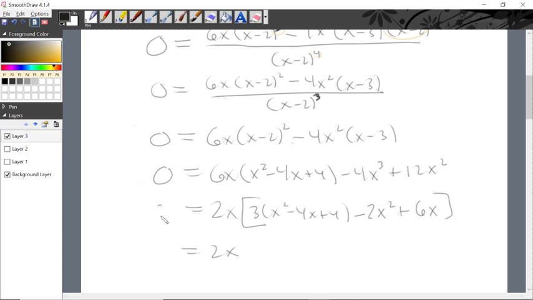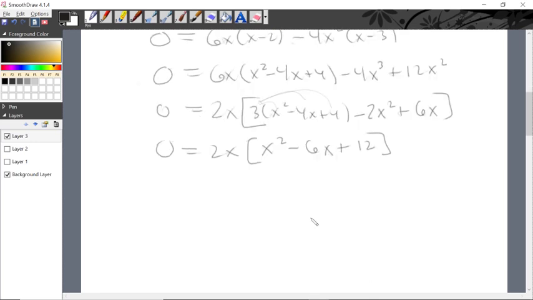So 2x times, let's see, we got 3x squared minus 2x squared leaves us with x squared. Right? Minus 12x plus 6x is minus 6x. And then 3 times 4 is 12, so this is plus 12.